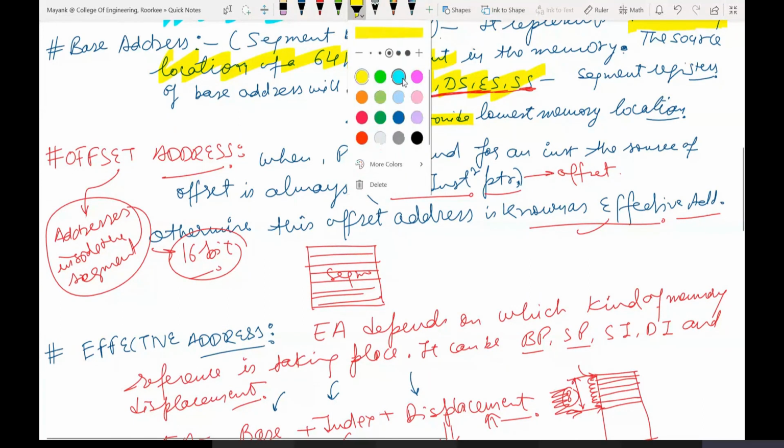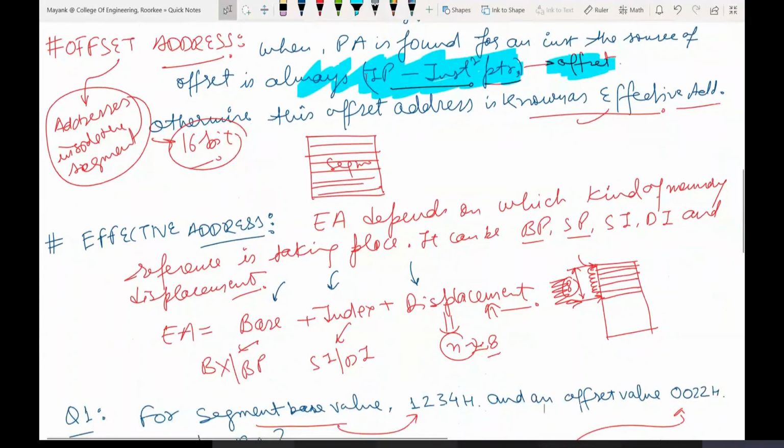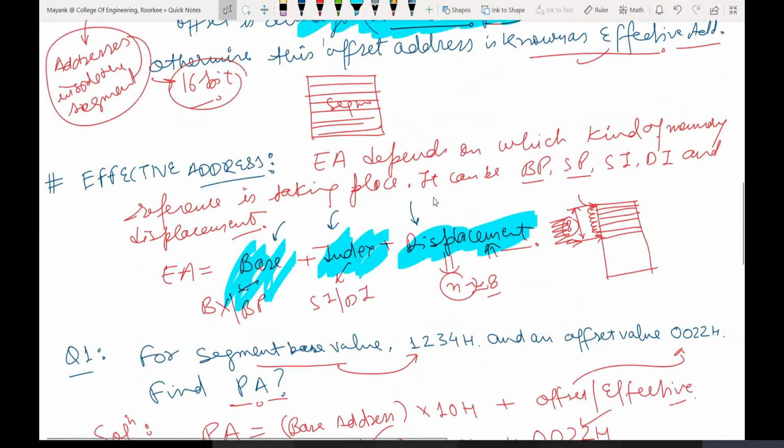Next is your offset address. Offset and effective address are the same, except for one condition. If the source of the address is IP, the instruction pointer, then it is called offset. Otherwise, it is known as effective address, because the source is not IP. In the formation of the effective address, the sources are base, index as well as displacement. These three are the sources of the effective address. Now we have done some numericals also, which tell us the detail about memory segmentation and other stuff.